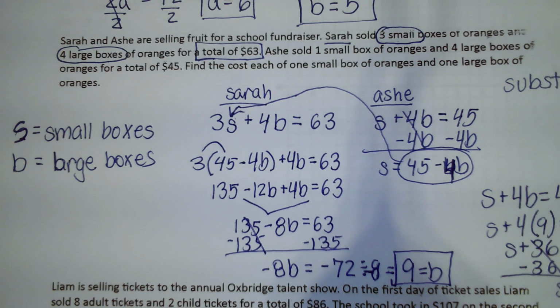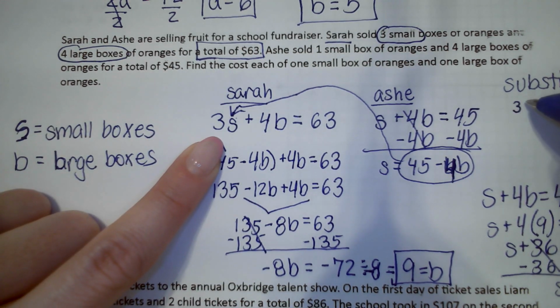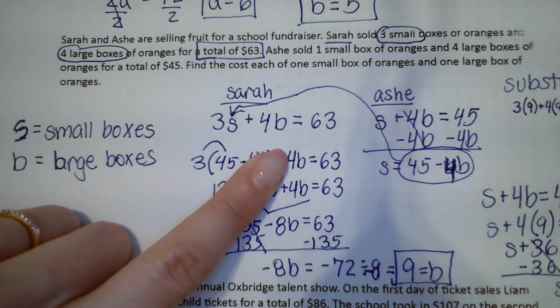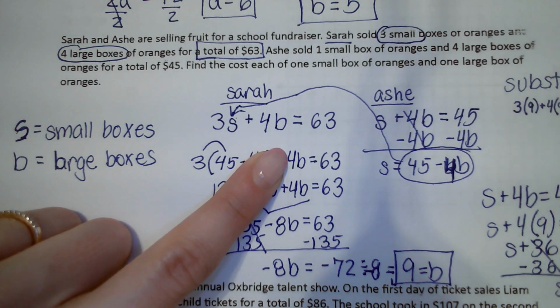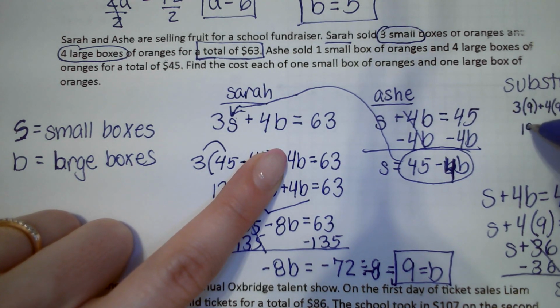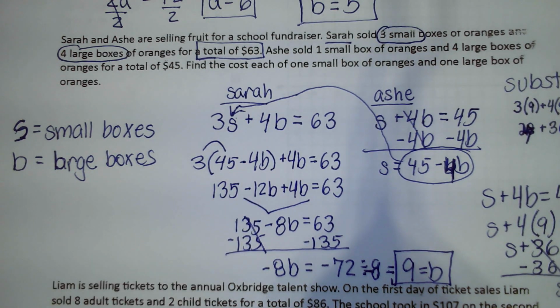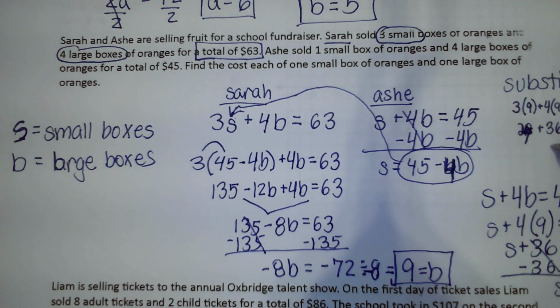So let's just check this to make sure. I'm going to take Sarah. Sarah's small boxes were $9, and then her large boxes were also $9. That seems a little suspicious. So 3 times 9 is 27, and 4 times 9 is 36. So we have to see 36 plus 27 is 63. So 63 equals 63.